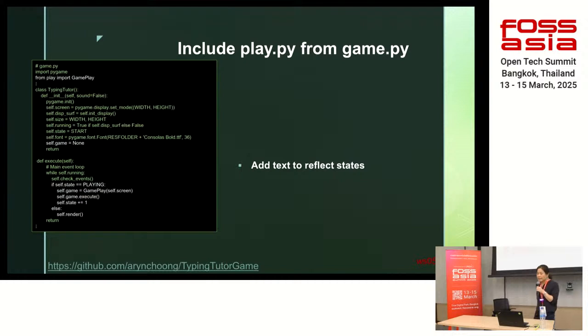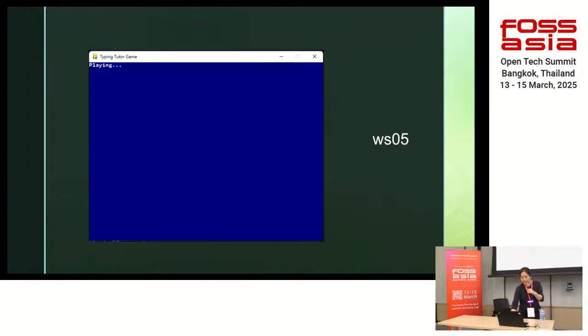Okay. Then from game.py, you want to import play.py, right? So we created the gameplay in play.py. So we import it, and then we execute it from game.py. So when we execute game.py, we will go through the states, and when the state goes to playing state, we go into play.py. Simple? And that's workshop 5 for you. Okay?